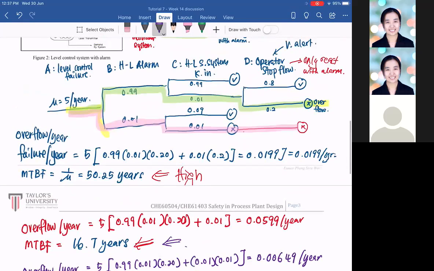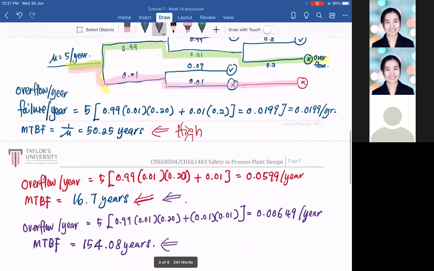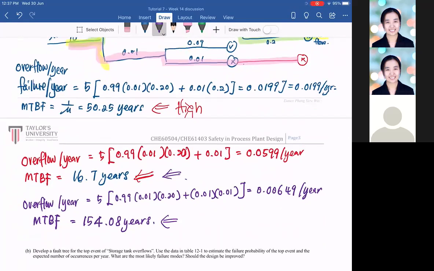separate this system, the high level switch system, instead of tying it into the alarm system. So when we tie into the alarm system, it will only react when the alarm rang, versus an individual system that, as long as it triggers, goes to that high level and automatically switches it off. That itself improves the system by reducing the occurrence. Instead of every 17 years happening once, now it's every 154 years happening once. That makes the system way safer. Got it?